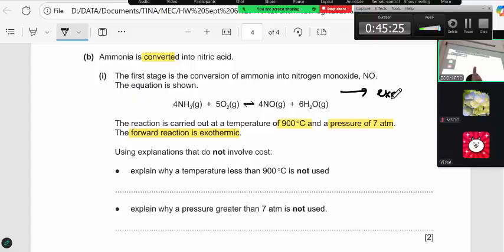If the forward reaction is exothermic, does it favor high temperature or low temperature? Exothermic releases heat, so in order for it to shift to the right, it favors low temperature. When you lower the temperature, the reaction goes forward. A temperature lower than this is not used because the yield of nitrogen monoxide will decrease.